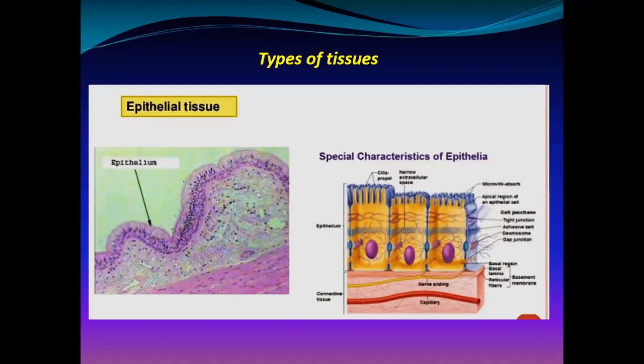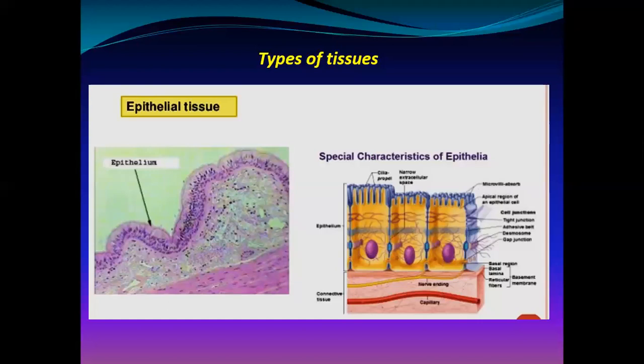Like in the intestine, you have something called villi for the absorption of food, and sometimes this epithelial surface can have cilia, right? In our respiratory tract, you can have cilia. When you look at this, they have a narrow extracellular space. They are compactly stacked together, and they have the nucleus and other cellular organelles.